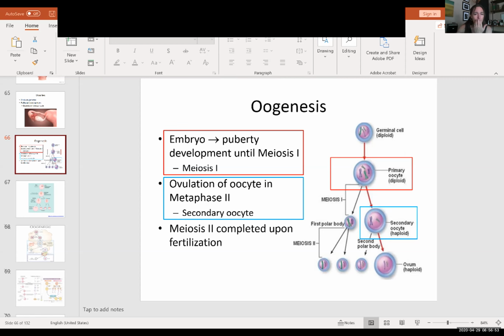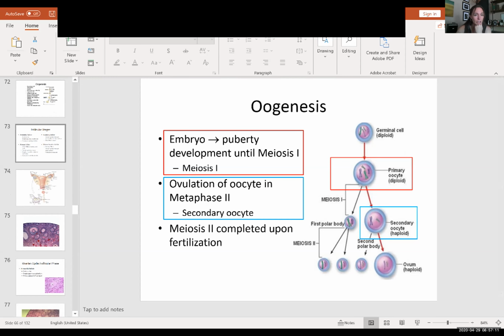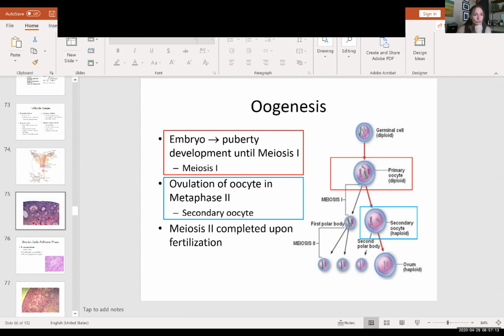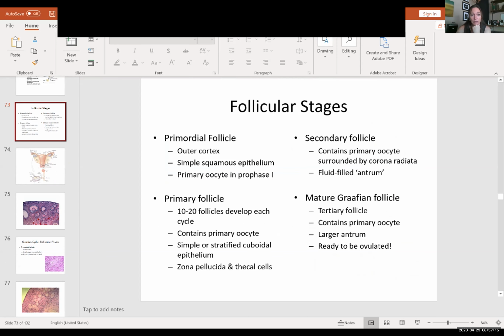Then I'm switching back over. So that was my meiosis section, and then we'll do the corresponding follicular phases. So the follicular phases, this is just the follicular phase. During the follicular phase, you go from your primordial to primary. Let me see if I can find the picture for that. You should know these names: primordial follicle, primary follicle, secondary follicle, and mature.